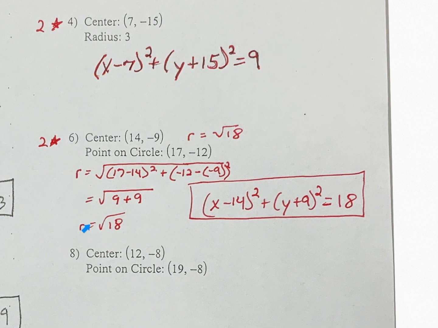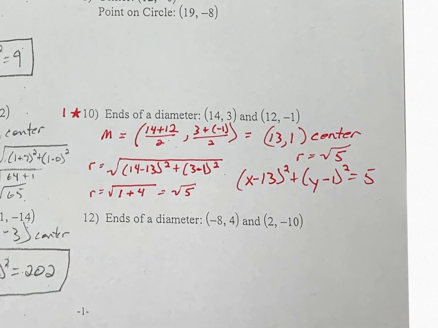And when you do so on this one, you realize that the radius is the square root of 18. So when you write your equation, you just plug in your x and y, or your h and k. So x minus 14 squared plus y plus 9 squared equals 18. Anytime you have the square root of a number and you square it, you just get that number as the answer.